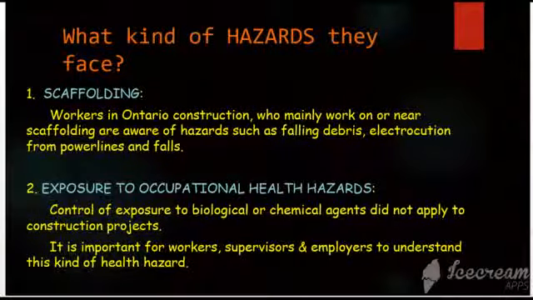Workers in Ontario construction who mainly work on or near scaffolding are aware of hazards such as falling debris, electrocution from power lines and falls. Second, exposure to occupational health hazards. Control of exposure to biological or chemical agents did not apply to construction projects. It is important for workers, supervisors, and employers to understand this kind of health hazard.